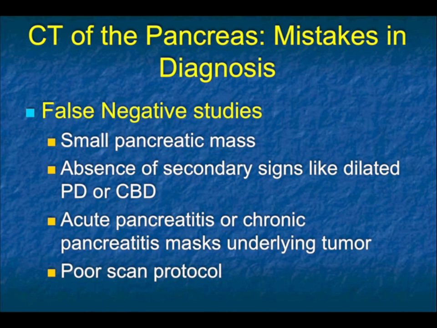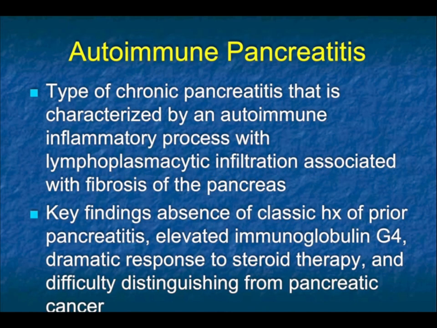False negative studies, small pancreatic masses, subtle lesions without associated changes like a common duct or a pancreatic duct, acute pancreatitis or chronic pancreatitis that obscures the presence of a tumor, and probably most importantly in this COVID era, where I see a lot of really poor scans coming in because patients often can't come to Hopkins, poor scan protocols.